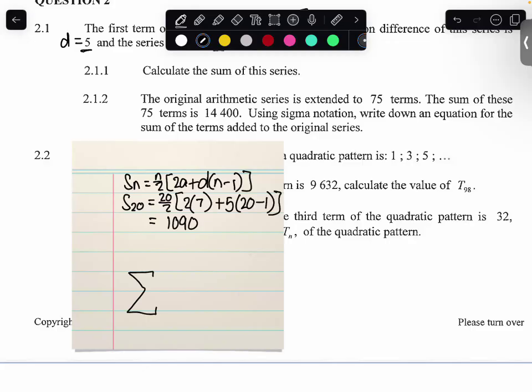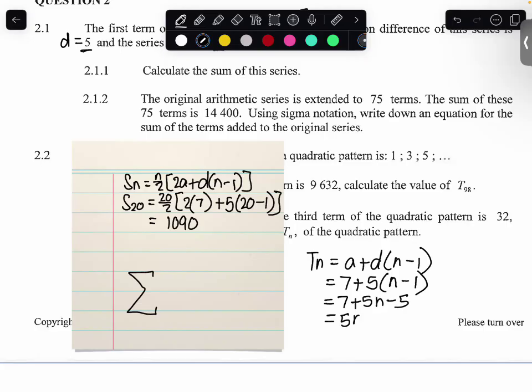And the first thing we do when we write something in sigma notation is find the general term of that series. So the general term of an arithmetic series is a plus d into n minus 1. A is the first term, which is 7. D is 5 into n minus 1. That gives me 7 plus 5n minus 5, which gives me 5n plus 2. This generally goes on the side of my sigma sign, which is 5n plus 2, right? And then the top of the sigma sign is the number of terms in the series.